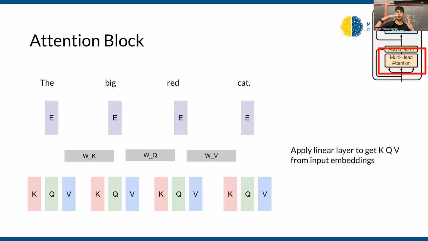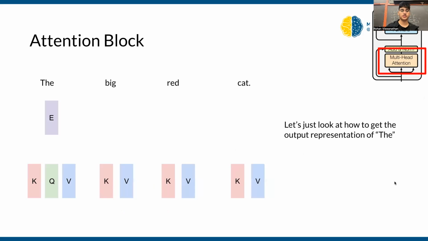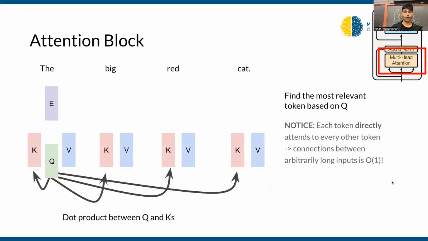And we're doing massive matrix multiplication, which is very easily parallelizable on CPUs. So that also saves a lot of computation. You're applying a linear embedding to get your final K, Q, V from input embeddings. And like we talked about before, what we want to do is find the dot product between the queries and keys. Each token directly attends to every other token. And the connections between arbitrarily long inputs is O(1), because we're doing this dot product of each Q with each K. And because this is a matrix that we're multiplying, no matter how big our input is, we're still doing this one operation.